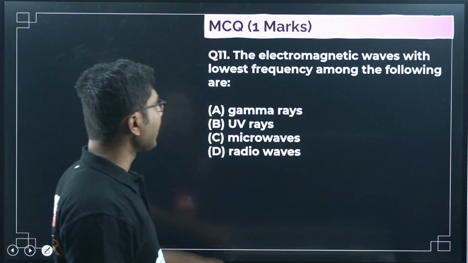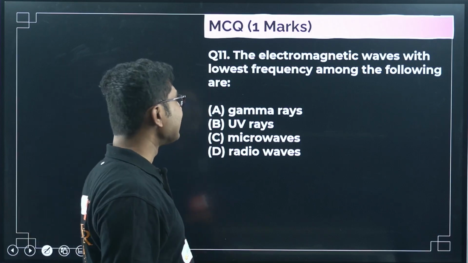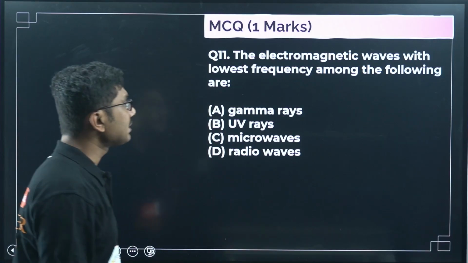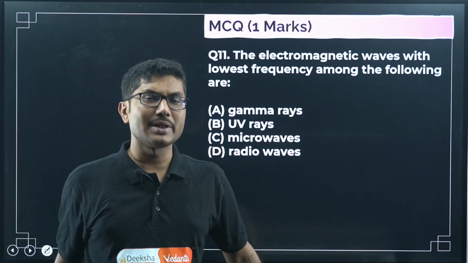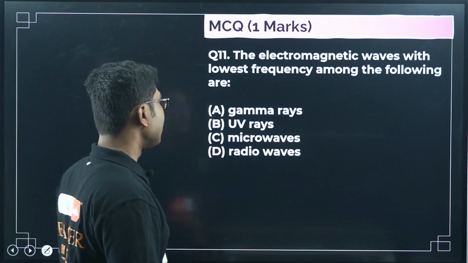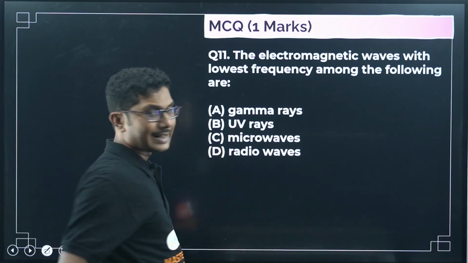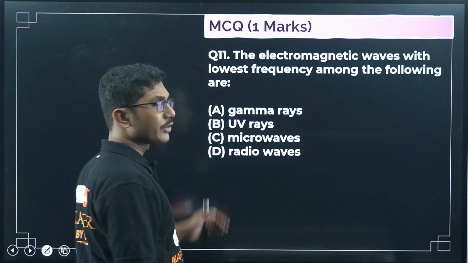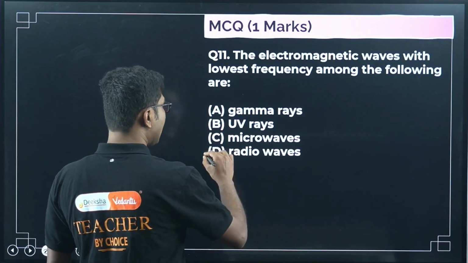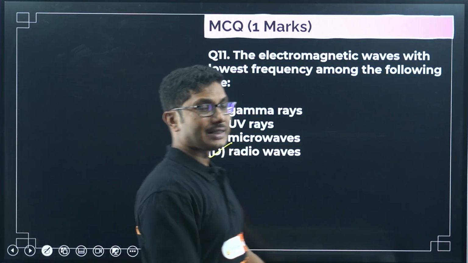So which of the following has the lowest frequency in the electromagnetic waves? Let's see. Gamma waves, UV rays, microwaves, radio waves. Lowest frequency means highest wavelength. Either you can remember in terms of wavelength or in terms of frequency. Gamma rays have very high frequency, UV rays are after that. Microwaves are much below UV rays, but higher than radio waves. Radio waves have the lowest frequency but the highest wavelength.